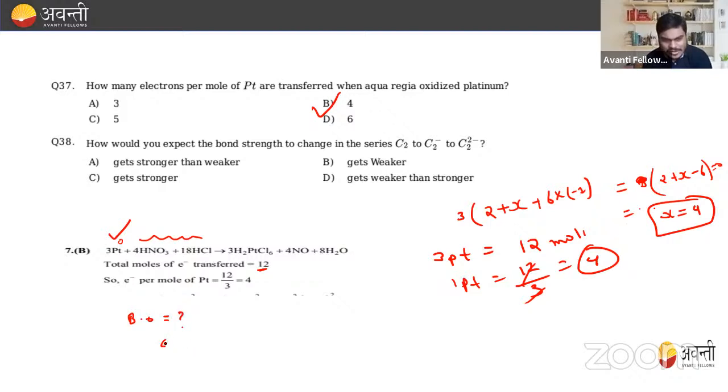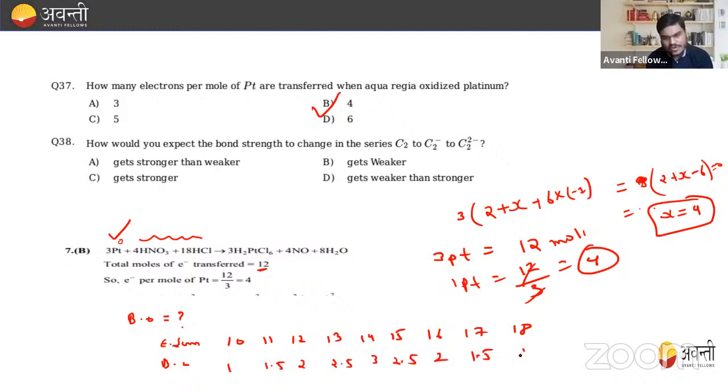Like that is electron sum, and this is bond order. When the electron sum is 10, 11, 12, 13, 14, 15, 16, 17, and 18, the bond order corresponding to 10 electron sum will be 1, 1.5, 2, 2.5, 3, 2.5, 2, 1.5, and 1.